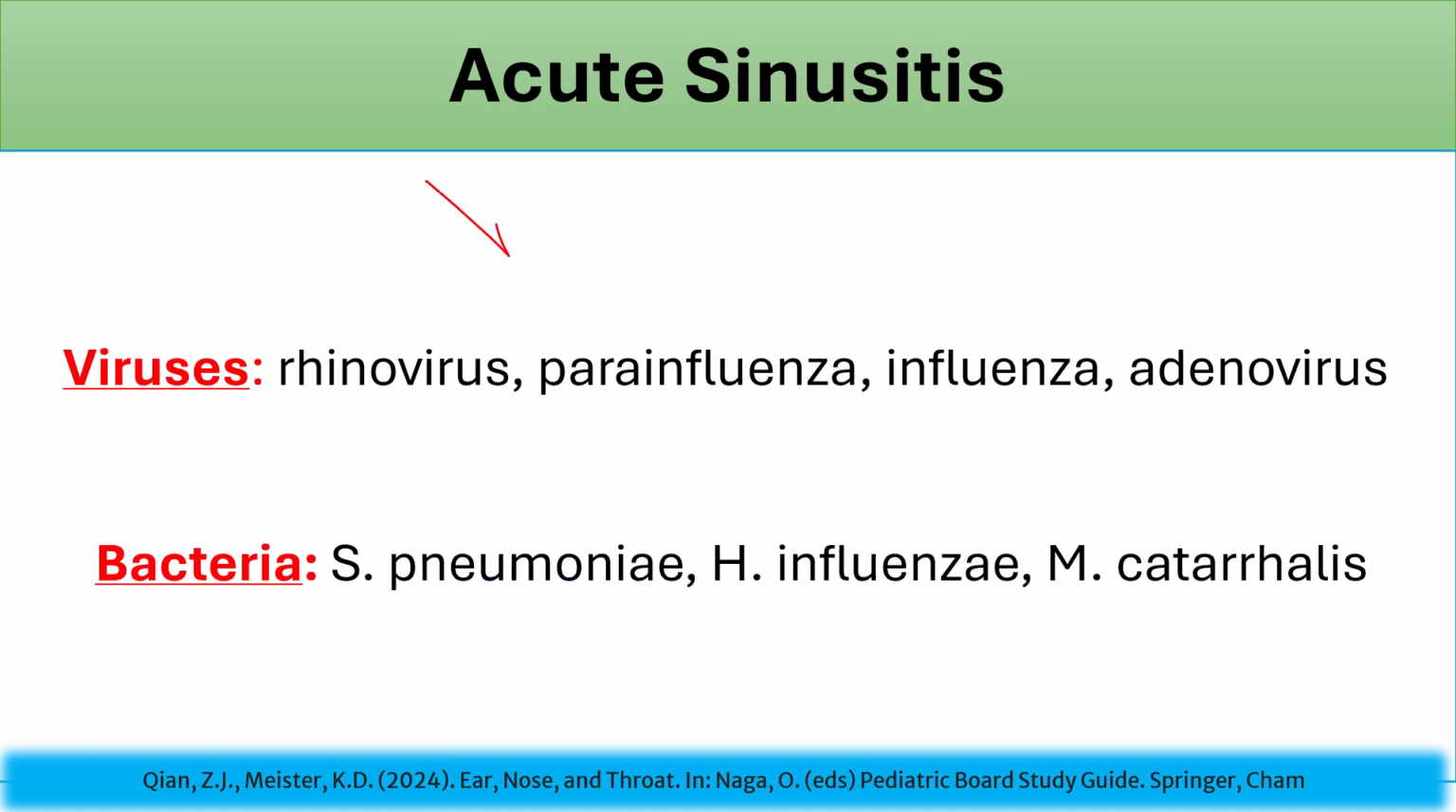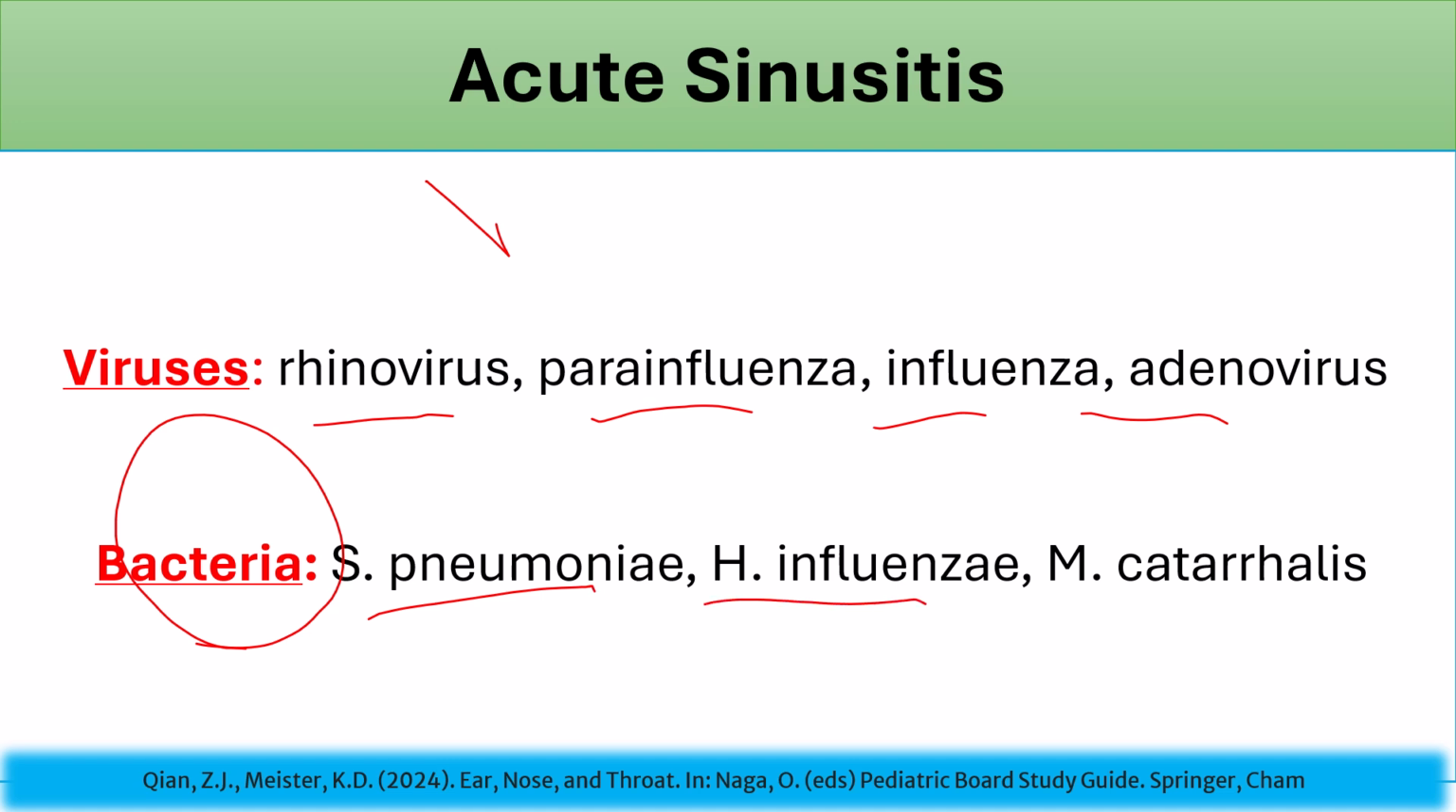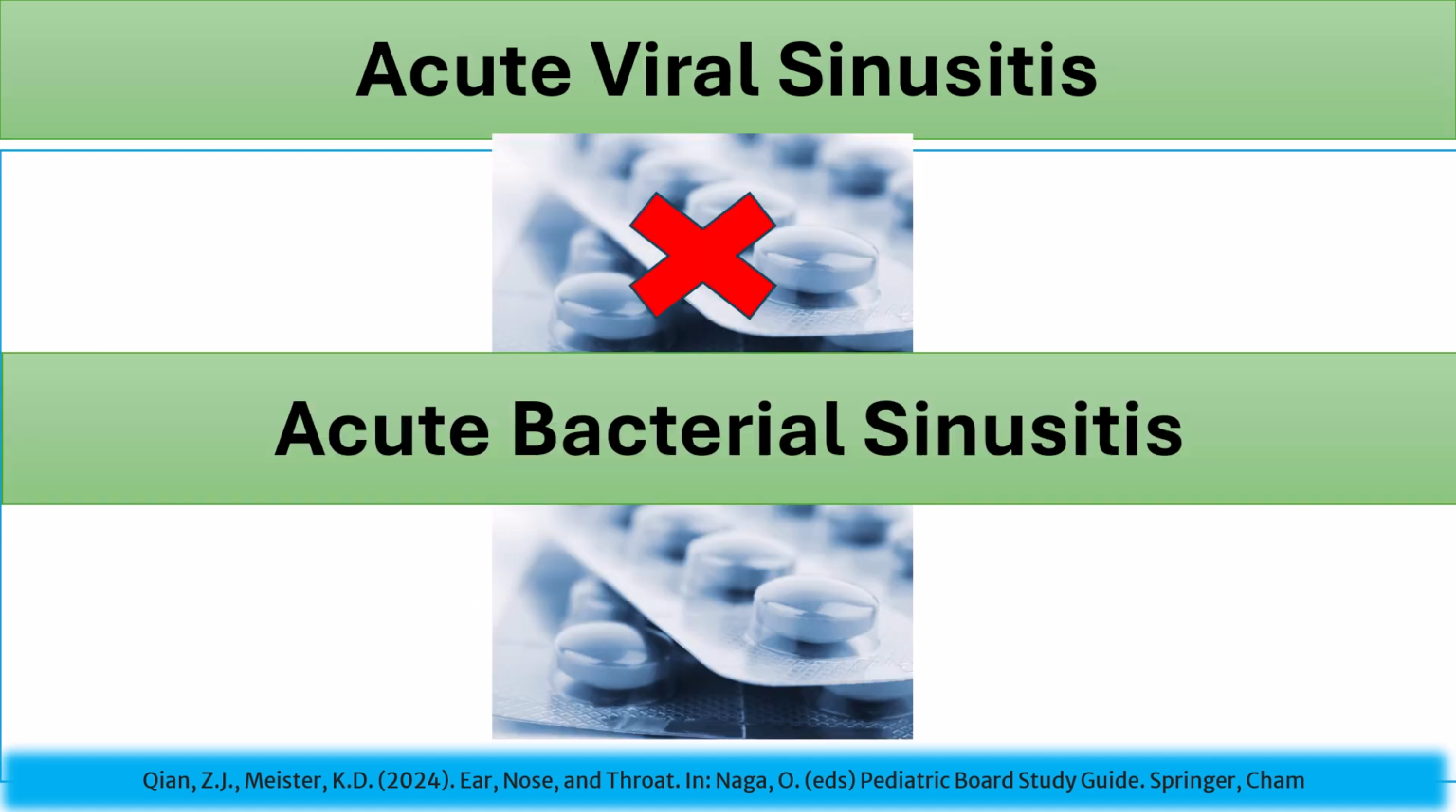Viral causes of acute sinusitis: rhinovirus, parainfluenza, influenza, adenovirus. Bacterial causes, same like acute otitis media: Streptococcus pneumoniae, Haemophilus influenzae, Moraxella catarrhalis. It is important to be able to differentiate between acute viral sinusitis and acute bacterial sinusitis. Cases of acute viral sinusitis are more common and the patient will not require an antibiotic.